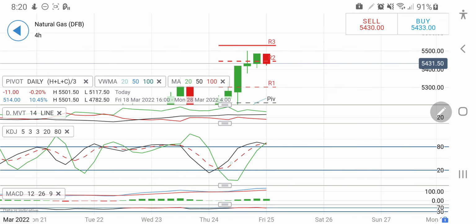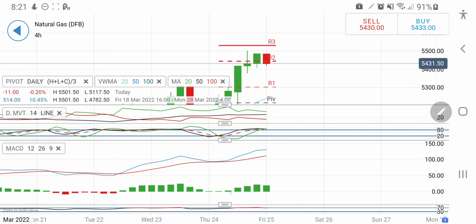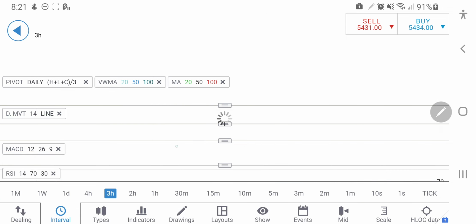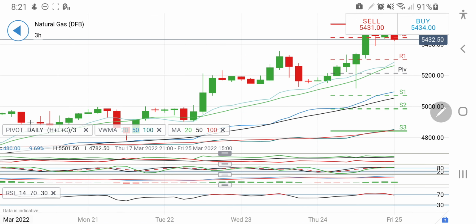Look at this stochastic on the 4-hour charts, it is overbought and trying to look downwards. MACD is trying to converge. RSI is overbought here on the 4-hour charts. Overbought here means it can try to cool down a bit.